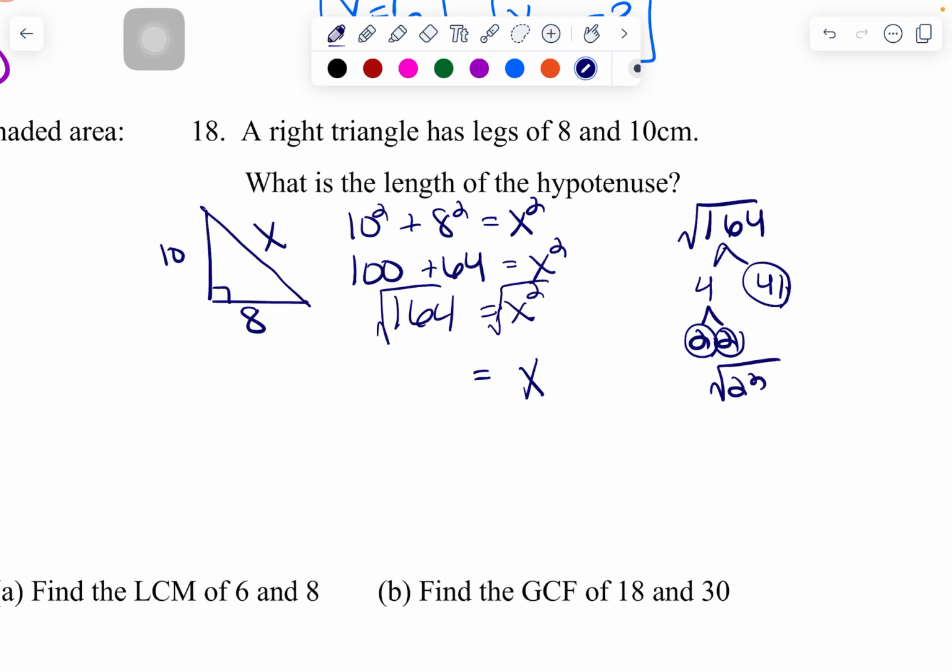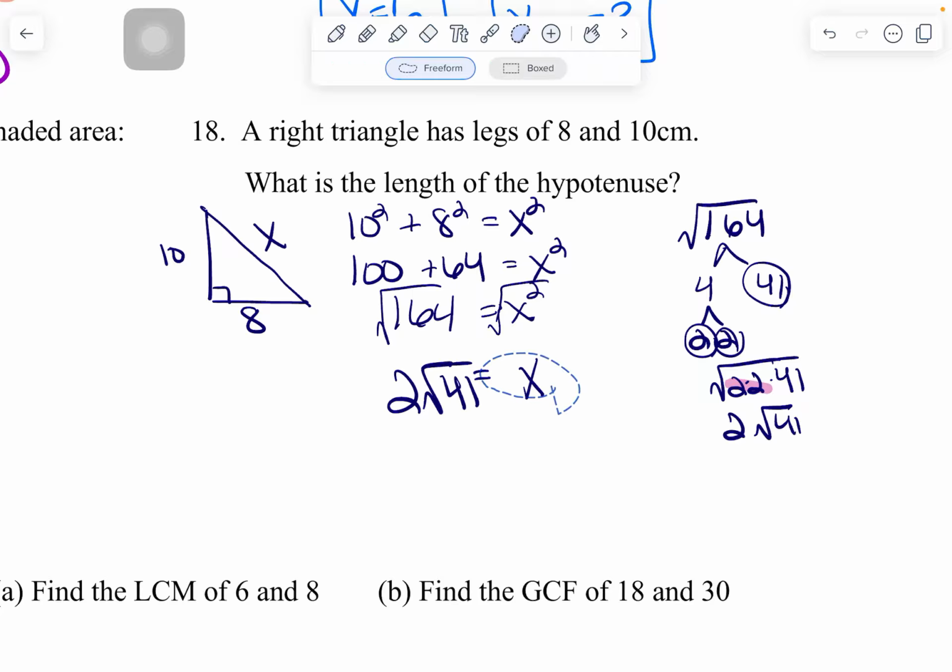So 2 times 2 times 41. So we've got a pair here. So 2 root 41.